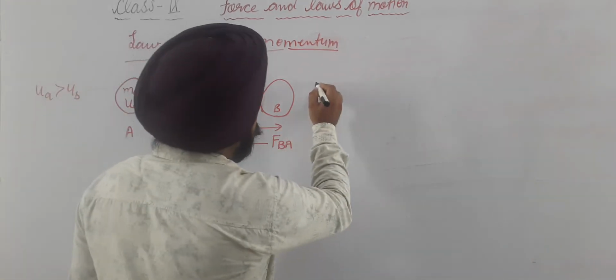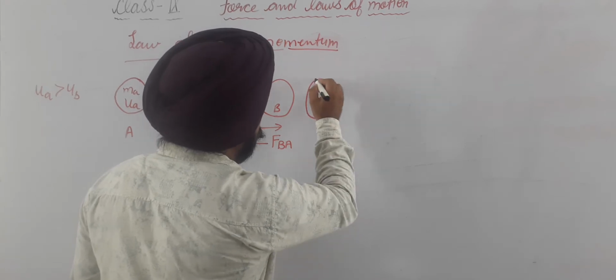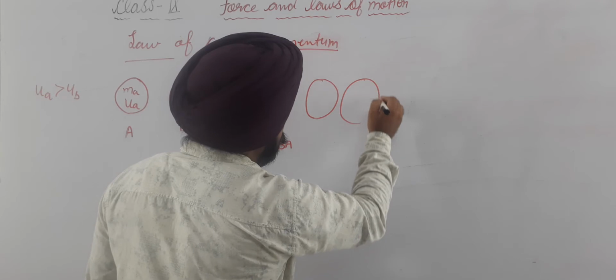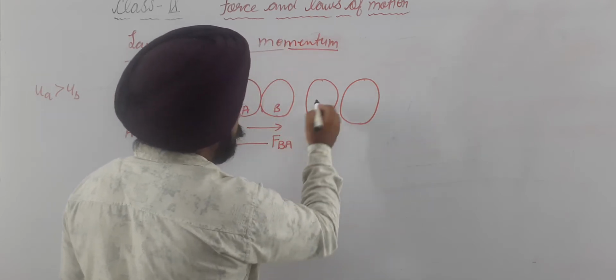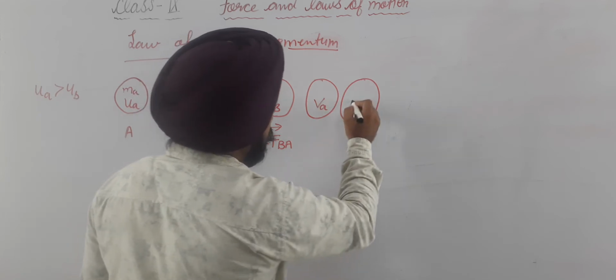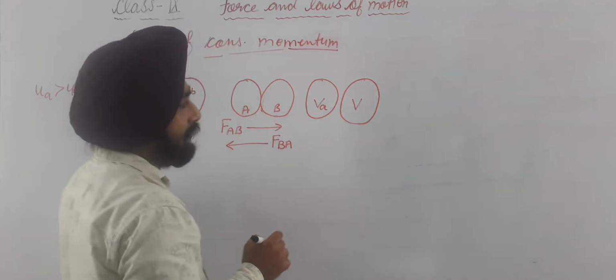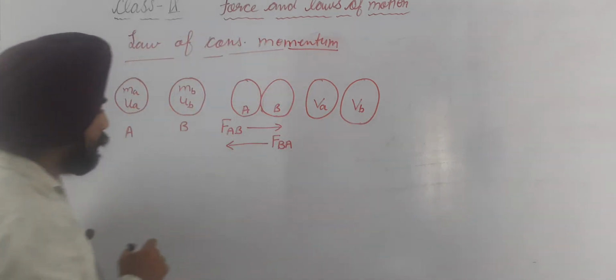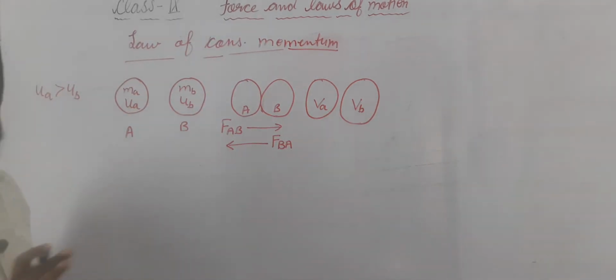After collision, let us assume one more thing, that the velocities of these objects change. Object A's velocity will become VA and the velocity of object B will become VB. So this is the basic diagram that we have to assume. Now let us start the derivation.